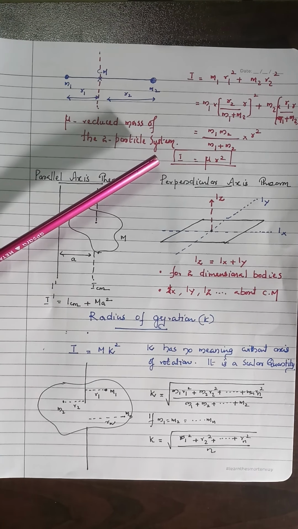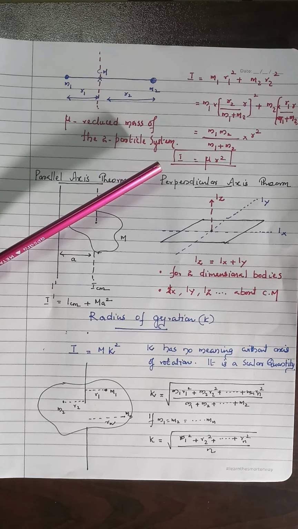But keep in mind the concept that M1 M2 by M1 plus M2 is called the reduced mass of the 2 particle system. That means that 2 particles will give the same rotational effect if they are replaced by a single mass particle at a separation r from the same axis.